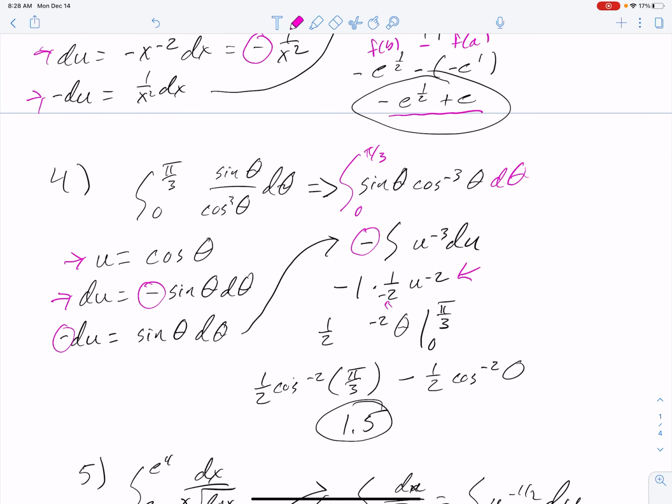Looks like somehow I lost the cosine there. So then I rewrite. Feel free to use your calculator to finish this one, but I've got f of b minus f of a.